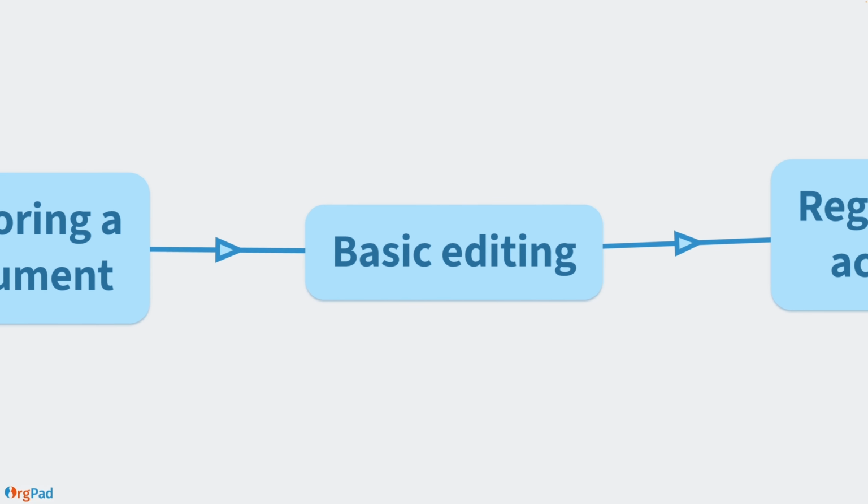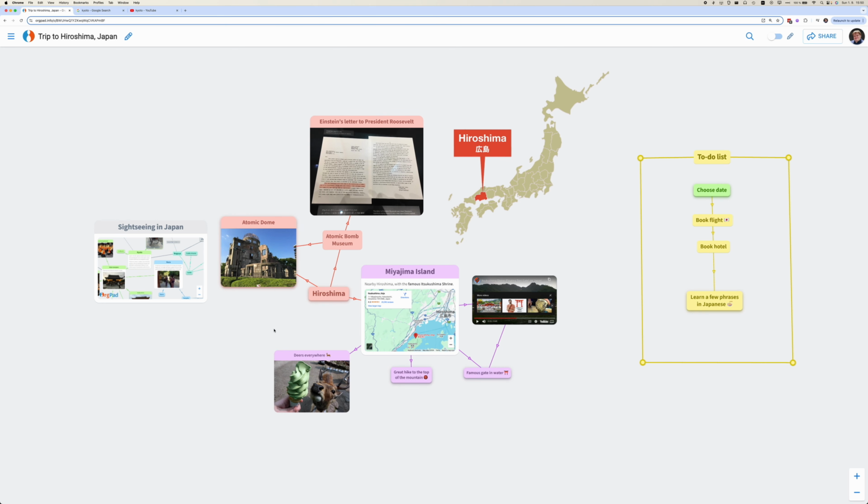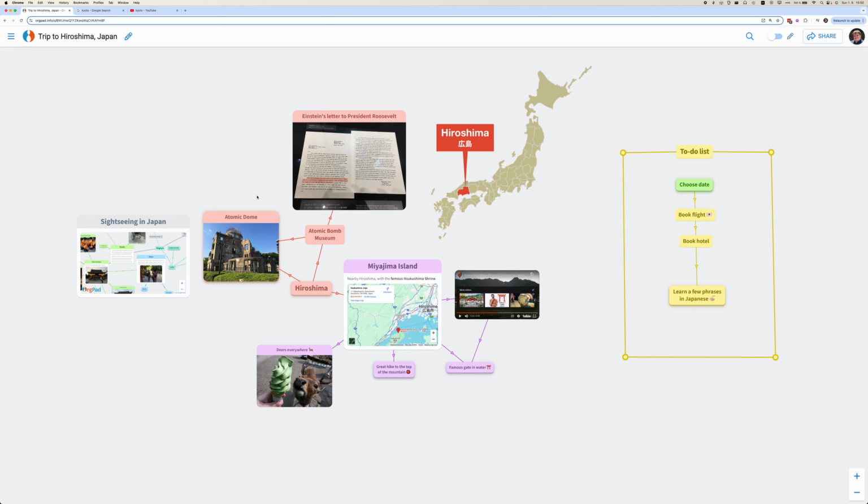Now suppose that we want to do some changes in the document. For example, we want to add another destination, Kyoto. When I go into document, I cannot do any changes right now because I am in the view mode. If I want to switch to edit mode, I go here to the top right corner and click at the pencil button. Now I can do my edits.